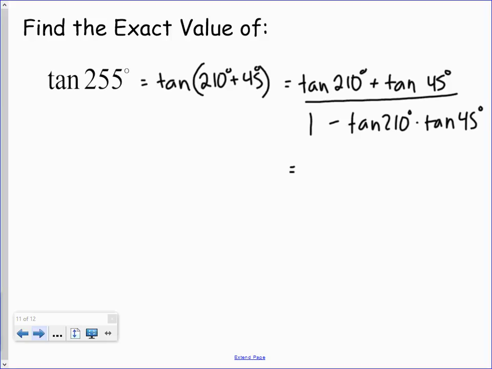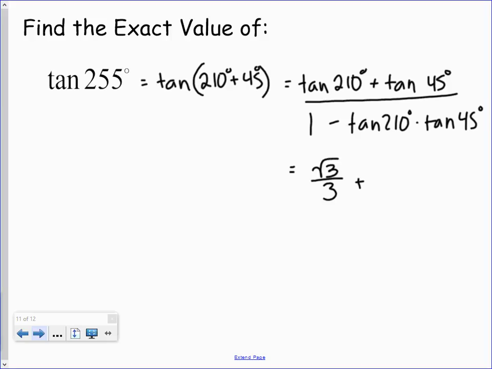Something with a square root of 3. Square root 3. Square root 3 over 3. What's its reference angle? 210? 210 minus 180? 30 degrees. It's a 30-degree reference angle, so the tangent of 30 degrees would be square root 3 over 3. So I would agree with square root 3 over 3. Would it be positive or negative? In quadrant 3? The answer would be positive. So it's positive square root 3 over 3.